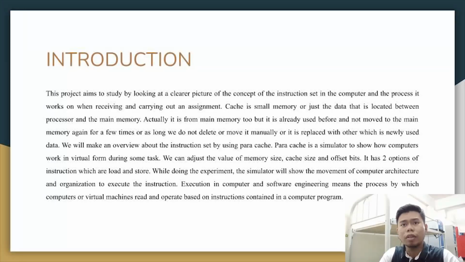This project aims to study, by looking at a clear picture, the concept of the instruction set in the computer and the process it works when receiving and carrying out our assignment. Cache is a small memory, or just the data, that is located between the processor and the main memory. Actually, it is from main memory too, but it has already been used before and is not moved to the main memory again for a few times, or as long as we do not delete or move it manually, or it is replaced with other, newly used data.